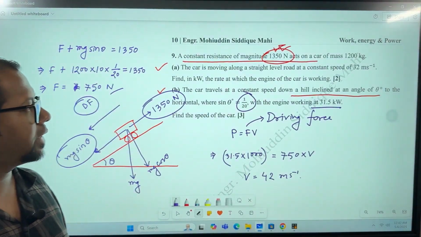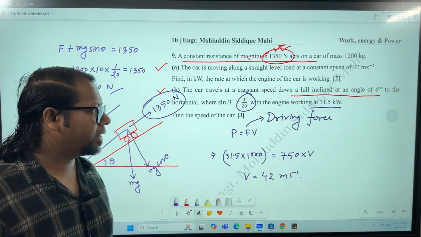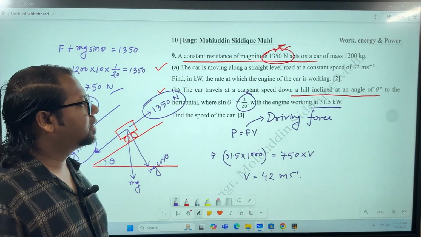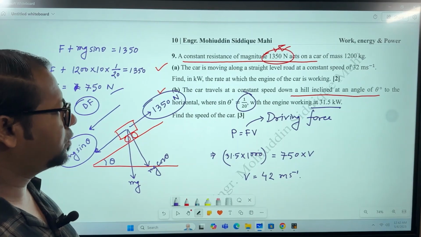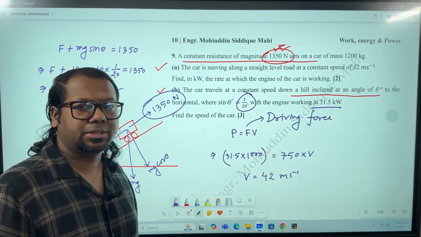Generally in questions of work, energy, power, sometimes you will get easy questions. Sometimes you will get difficult questions, like pulley or inclined surface, or even momentum that will be incorporated in the question, which will make the question a little bit difficult. We will also solve those questions.